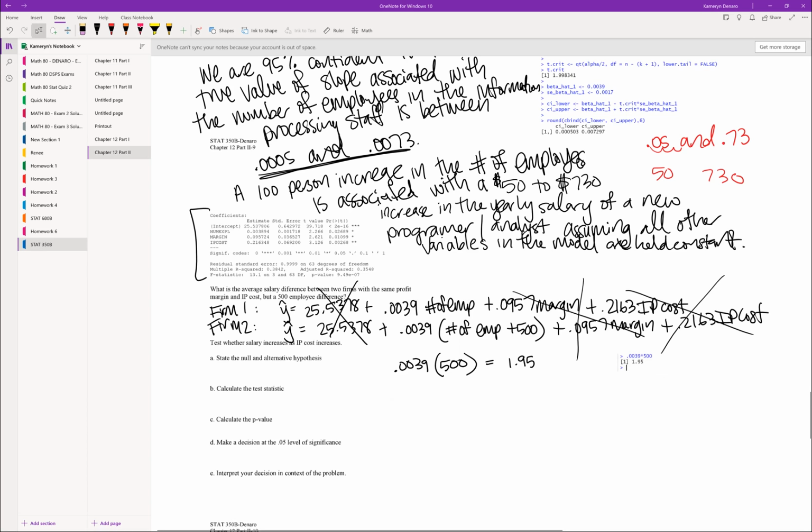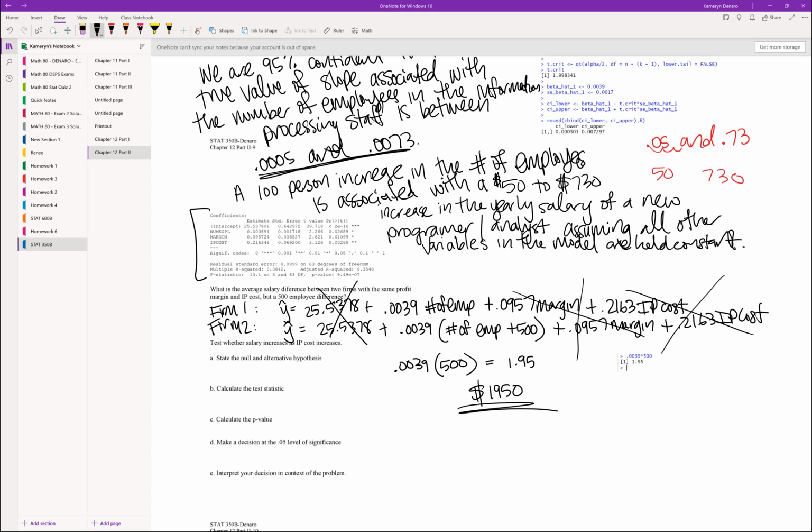Right? And remember that we're measuring this in thousands of dollars. So really, this is $1,950, right? So that's the average salary difference between the two firms with the same profit margin and IP cost, but one firm has 500 more employees than the other. Okay, double check and make sure you can get that.